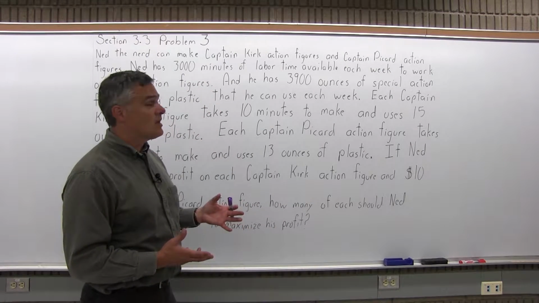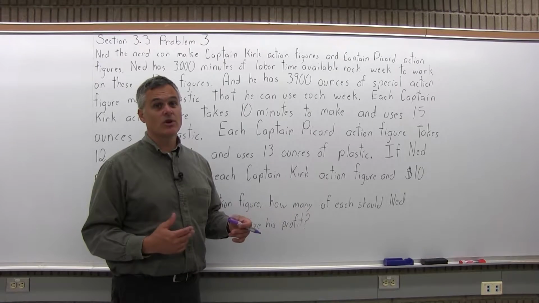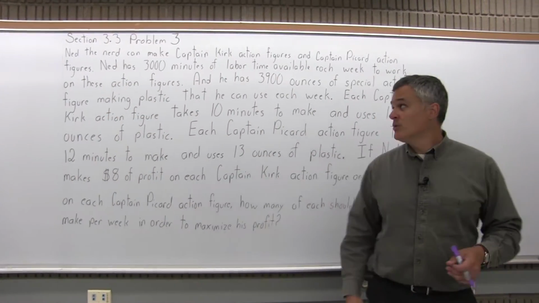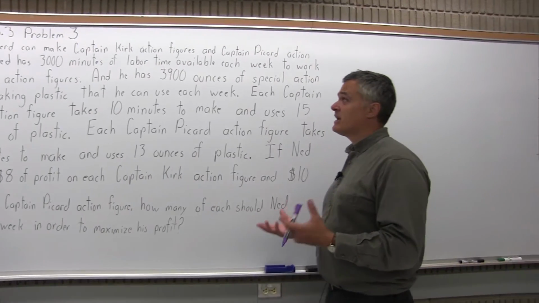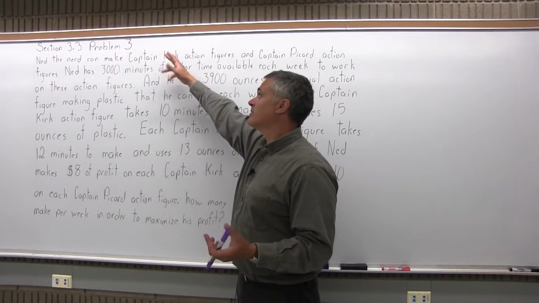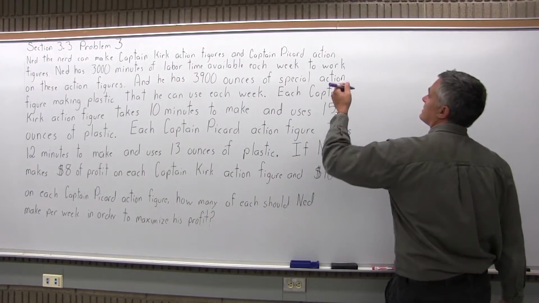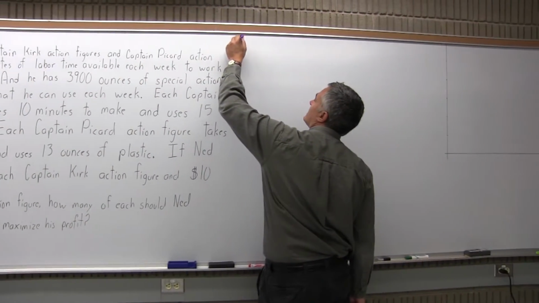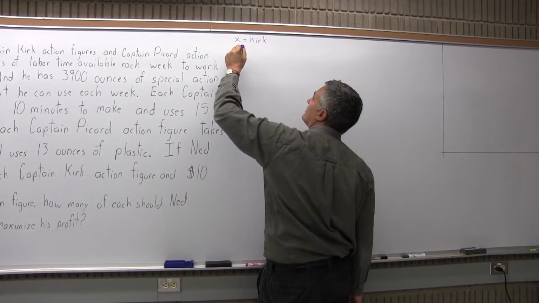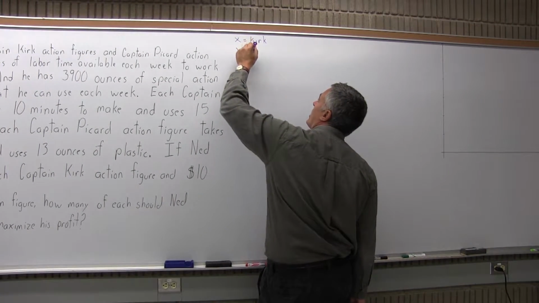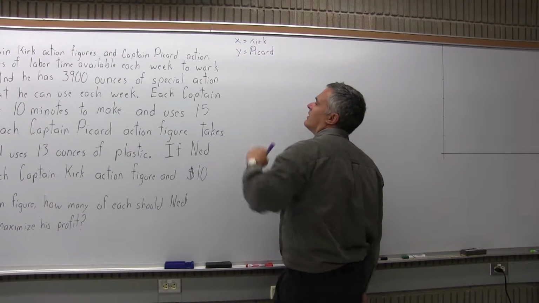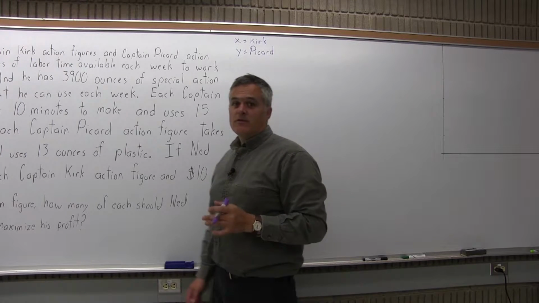In this particular problem, there are 2 types of action figures, Captain Kirk and Captain Picard, of course the Star Trek captains. Whichever one is mentioned first, typically I'm just going to make it X. I just go in order. So Captain Kirk comes out first, so Captain Kirk is going to be X. So X equals Kirk. You can write Captain Kirk, but we can abbreviate a little bit. And the other one, Y, will be Captain Picard. Again, you can just write Picard. So that's step 1, identify your variables.